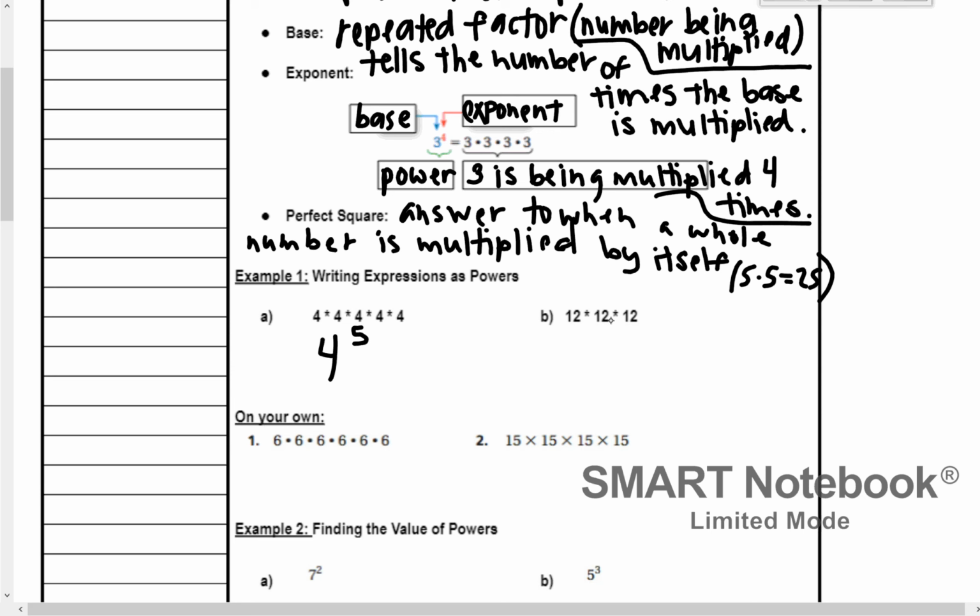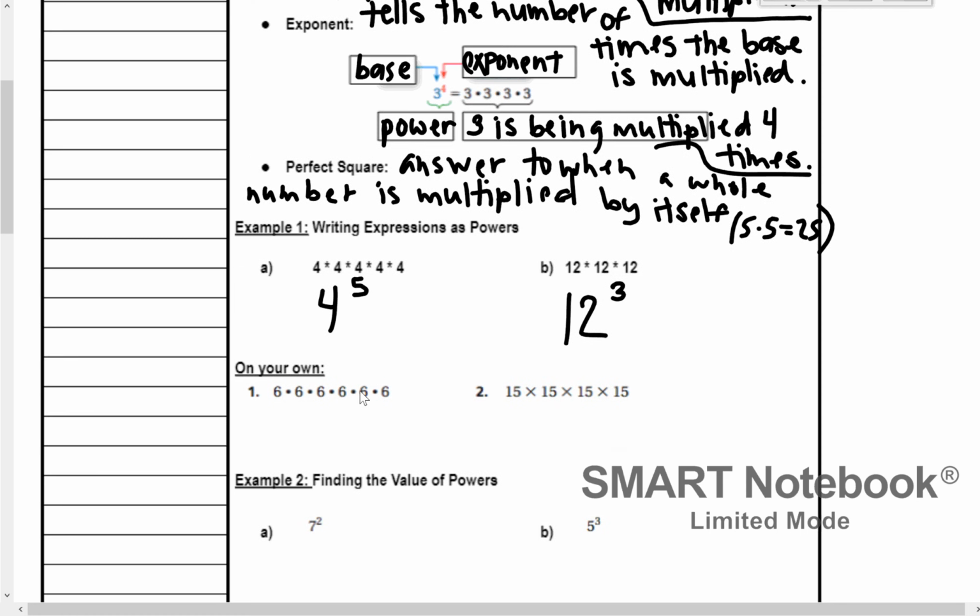All right. Here we have 12 that's being multiplied. So 12 is our base, our big number, and it's being multiplied by itself 1, 2, 3 times. So this is written as 12 to the 3rd power. I would like you to pause the video and try these next 2 examples on your own, and then resume the video to check your work.